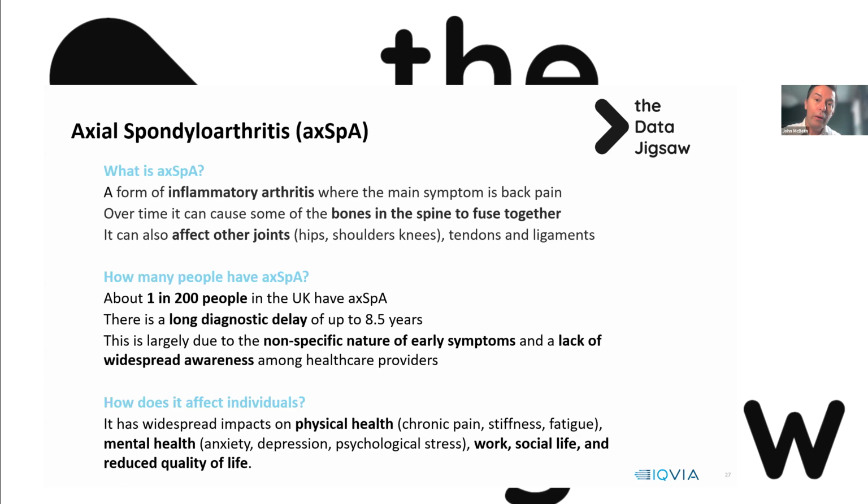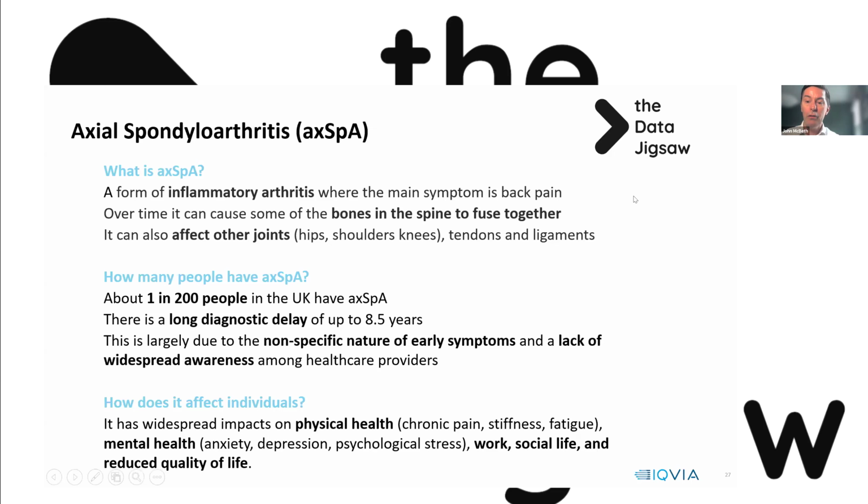And the clinical question that we were addressing was around axial spondyloarthritis. So axial spondyloarthritis, or AxSpA, is a form of inflammatory arthritis, and it mainly affects the back, the main symptom being back pain. Over time, axial spondyloarthritis can cause some of the bones of the spine to fuse together, and it can also affect other joints, such as hips, shoulders, and knees, as well as tendons and ligaments. Axial spondyloarthritis is common.